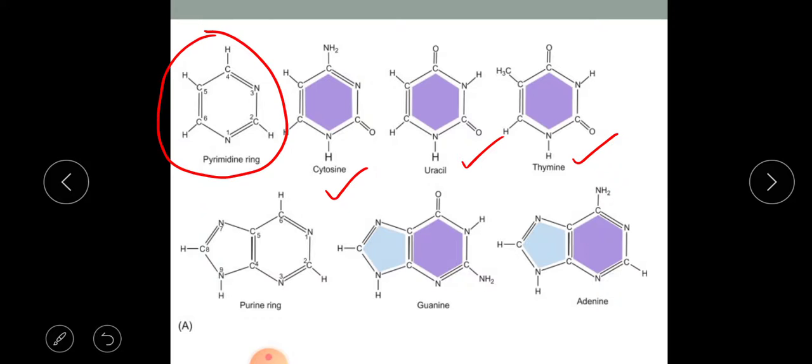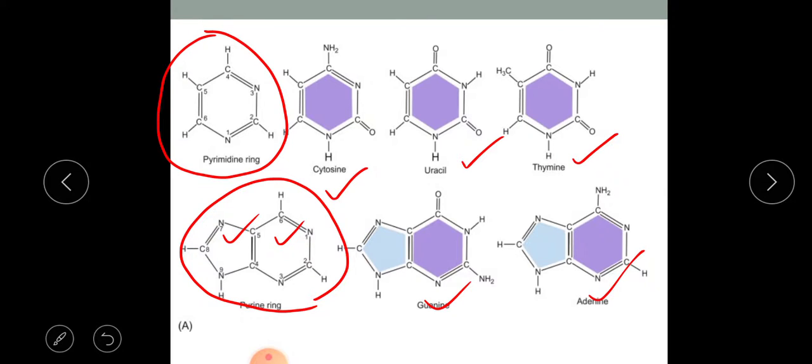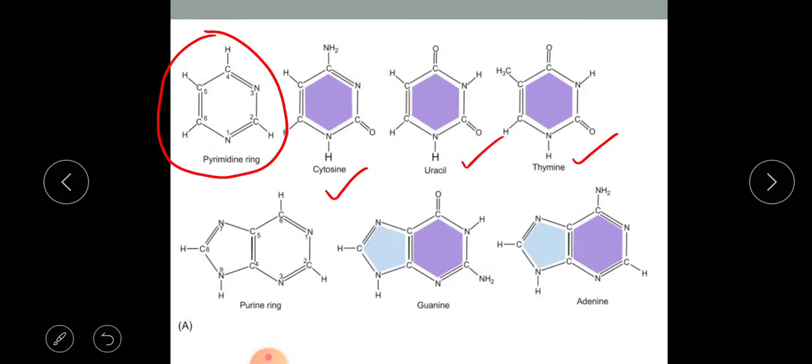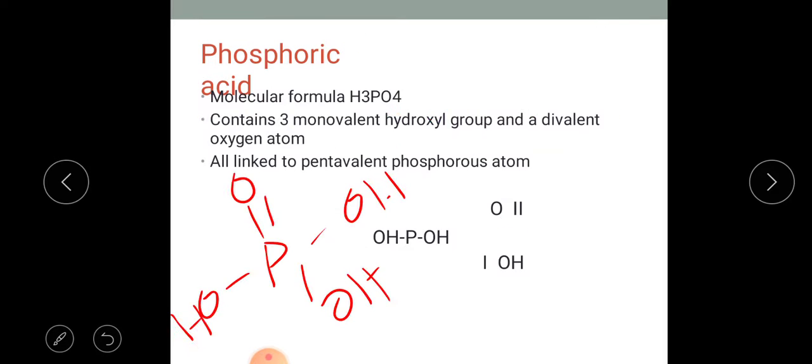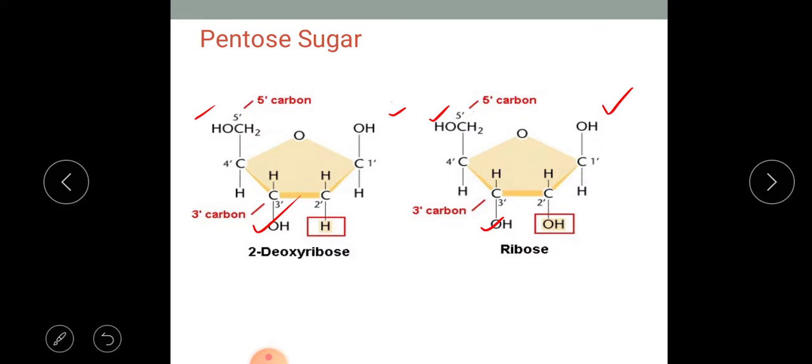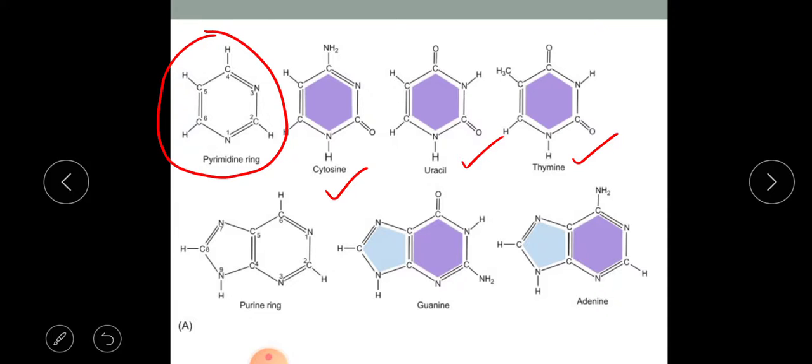Then you have another compound called purine. It is a bicyclic compound. A 6-membered ring as well as a 5-membered ring are attached. Guanine and adenine have structures similar to purine. That's why they are called purine bases. So these are the things you have to remember. You have to remember phosphoric acid, H3PO4, then a pentose sugar, ribose and 2-deoxyribose, and nitrogen bases, either pyrimidine bases or purine bases.